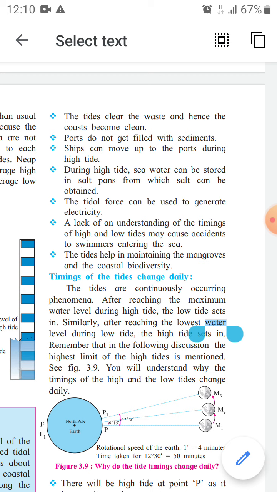During high tide, seawater can be stored in salt pans and from it salt can be obtained. Then the next effect is the tidal force can be used to generate electricity. And next, a lack of understanding of the timing of high and low tides may cause accidents to swimmers entering the sea. And the next effect is the tides help in maintaining the mangroves and the coastal biodiversity. These are all effects of tides.